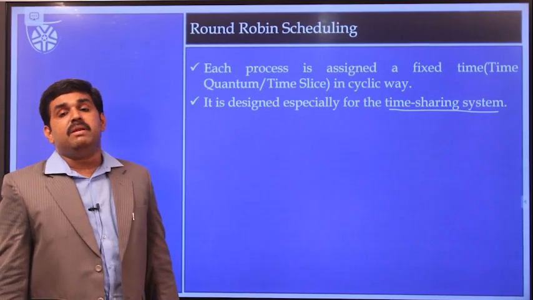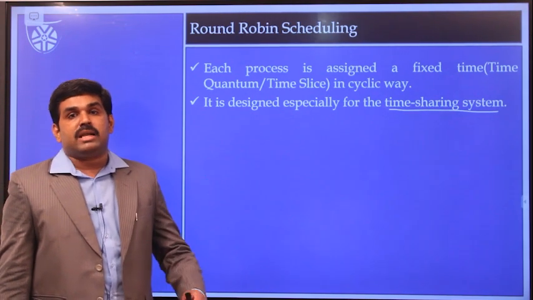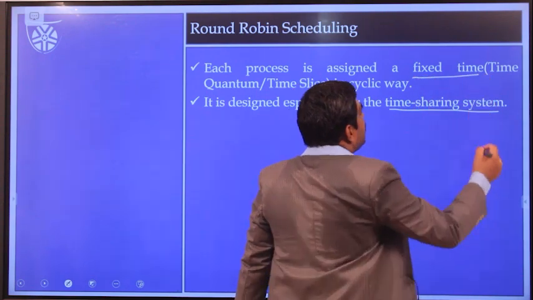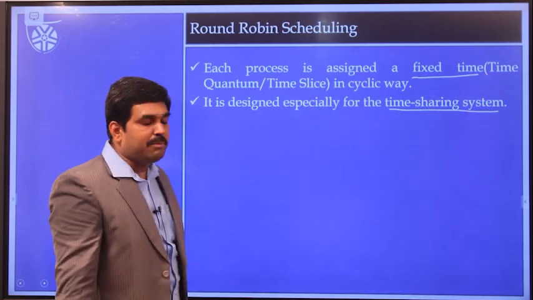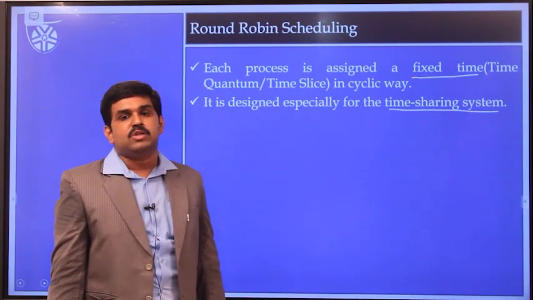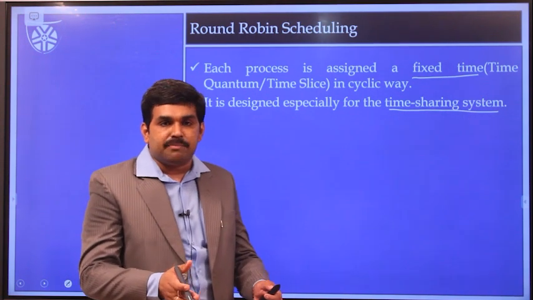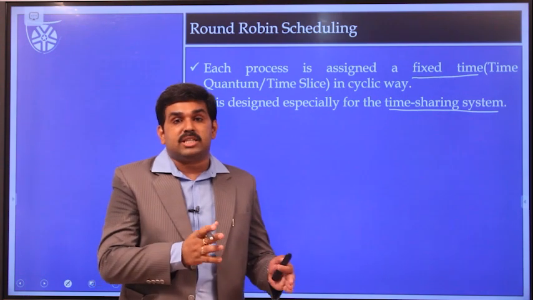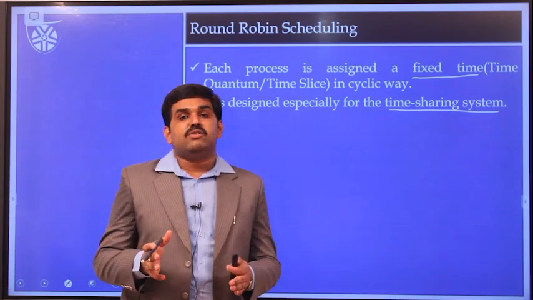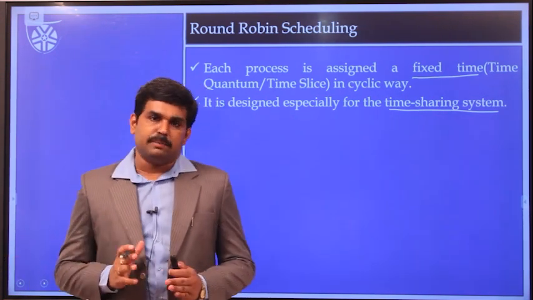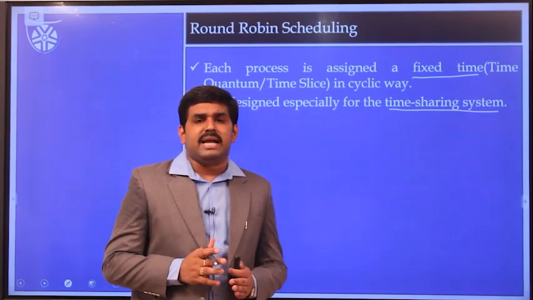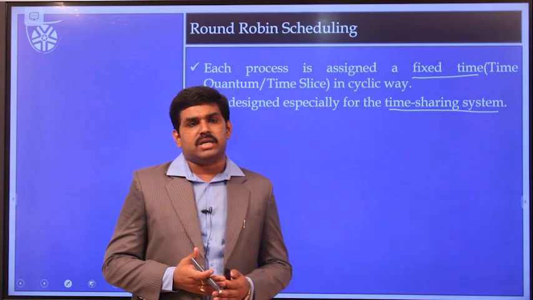Here, the CPU will be switched from one process to another process once after the completion of a fixed amount of time. The fixed amount of time is also called the time quantum or time slice. So, immediately after the expiration of the time slice, the CPU will be switched from one process to another process. The other name of that time slice is the time quantum.